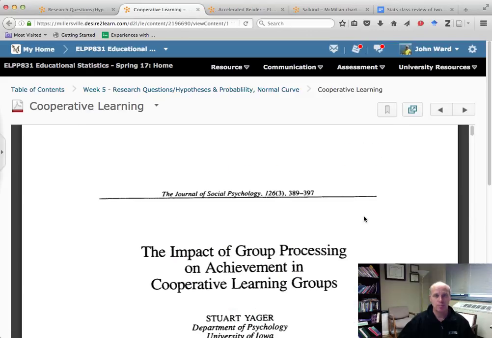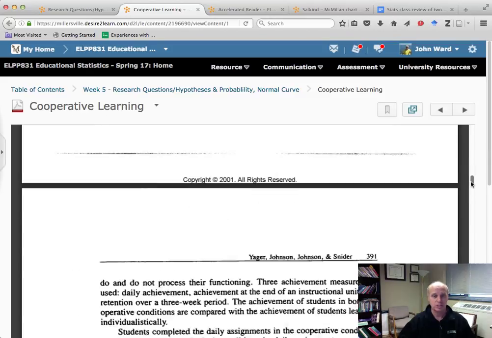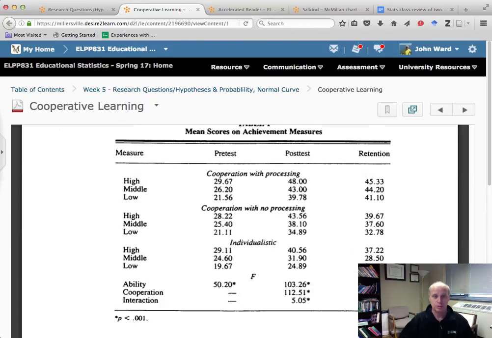Same thing with the cooperative learning article. Read the abstract several times, and try to understand the methodology and the design from the abstract. And then, I should have said this on the other one, what I usually do is skip down to the chart, because I can learn so much just by looking at the column headers.